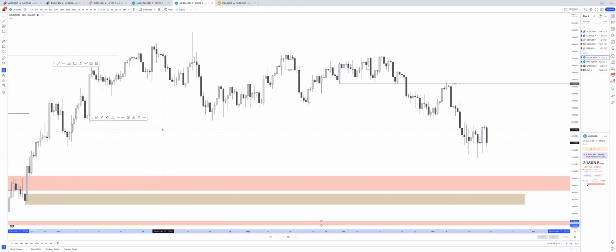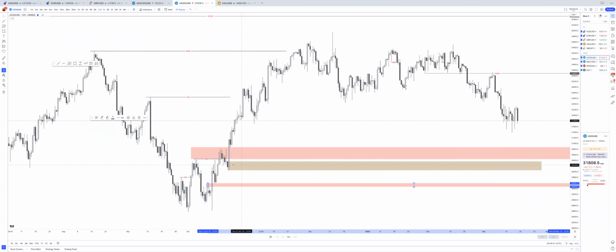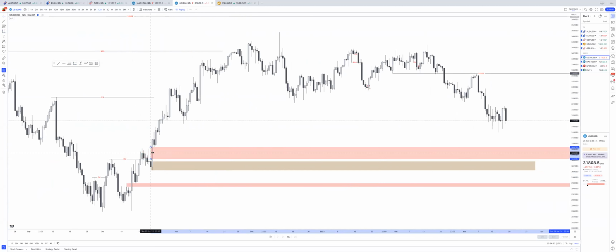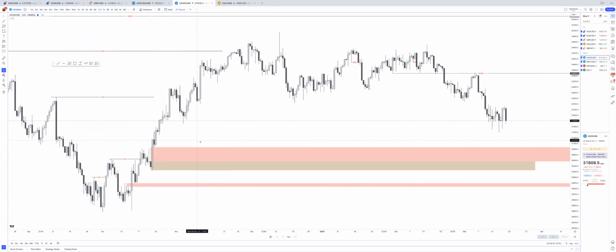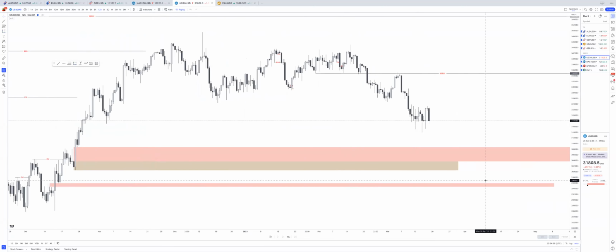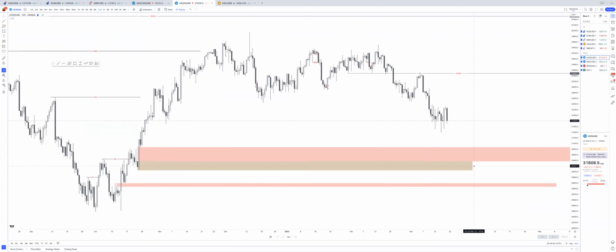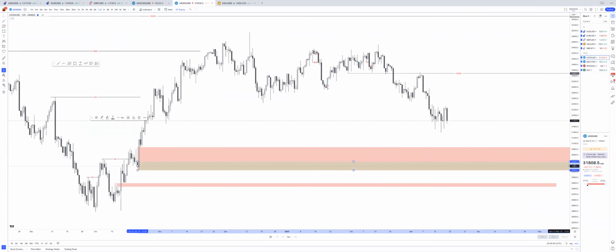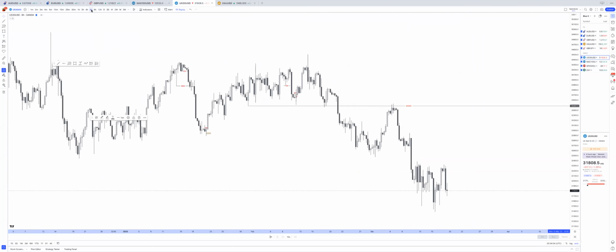So let's look at the 12-hour. Okay, cool. So it's a 12-hour demand zone, and this imbalance is also based off of the 12-hour. So if I line that up now, cool. Now I understand where price can reverse from. That's the reason why I did all of that. So price can reverse from this area here. This is my point of interest. I'm bearish until we get here. I want to buy. So let's drop down to the 8-hour and the 6-hour.